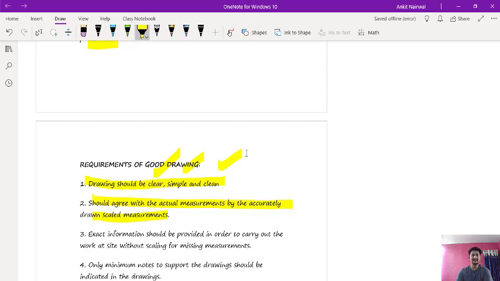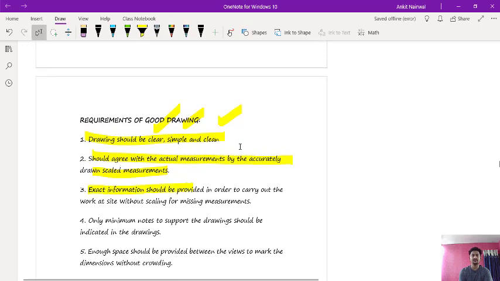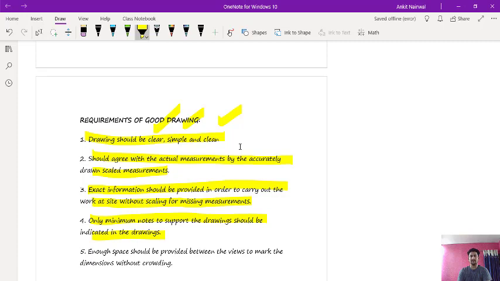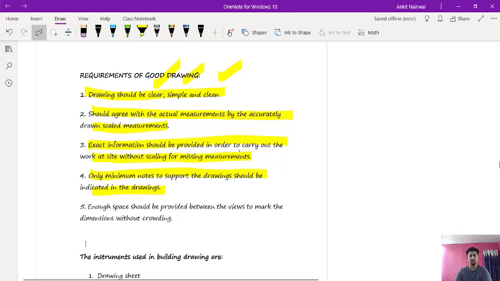Exact information should be provided in order to carry out the work at site without scaling for missing measurements. Exact information must be given. This is the third point: only minimum notes to support the drawing should be indicated in the drawing. Only minimum notes must be provided. You do not want to give any unnecessary detail on the drawing that may create congestion. Only specific data will help. Minimum notes to support the drawing.